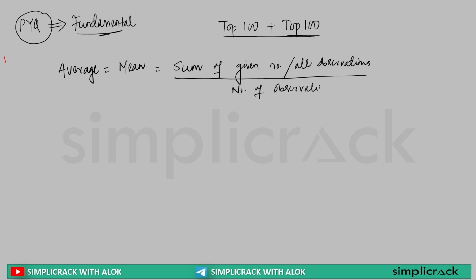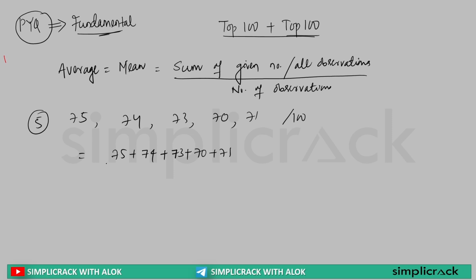For example, in a school there are 5 students and each student scored 75, another 74, another 73, another 70, and the last student scored 71. They score out of 100. If someone asks what is the average number scored by all those students, what will you do? I will add all those, because this is the sum of all observations. Then I will divide it by the number of observations. How many observations are there? It is 5 students. So it will be divided by 5.